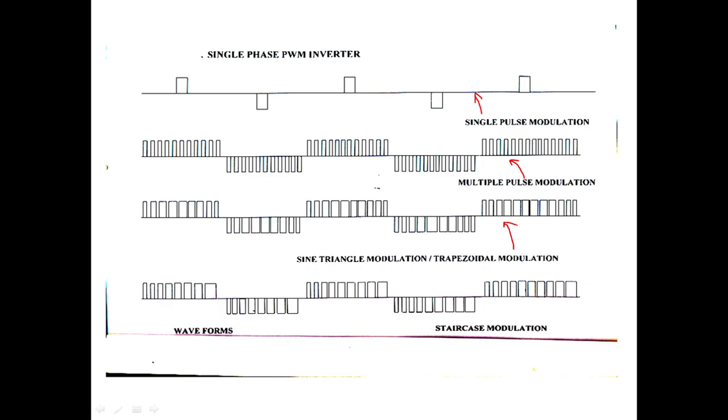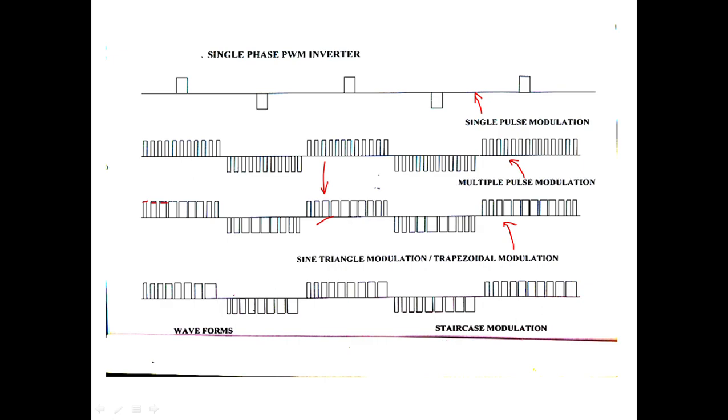In trapezoidal modulation, what is the difference between multi-pulse modulation and this one? You can see that the width of each pulse will be different. The width of each pulse will be different. So this will give you the sinusoidal effect in the output. So the RMS value will be close to sinusoidal like this.